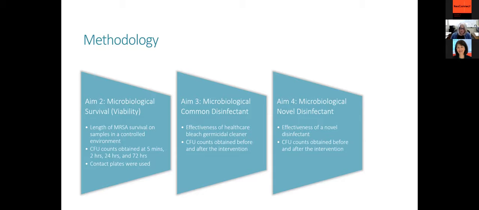And then in the microbial novel disinfectant, that was a product called Decon 7. It's a combination cleaner, so it has quaternary compounds, it has hydrogen peroxide, has other salts in it. So it's a combination of cleaners and disinfectants. And from that, we basically ran the same test that we did for the bleach. So we looked at CFU counts that were obtained before and after the intervention.